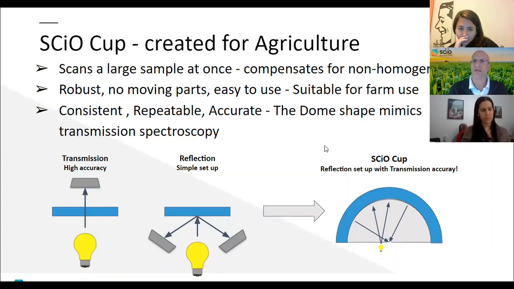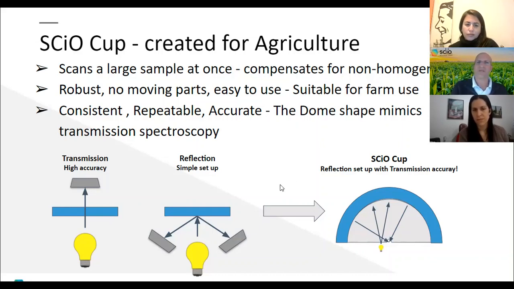So what are these basic needs that are being answered by the SCiO Cup? First of all, usually in agriculture, we're talking about large samples that are quite non-homogeneous and are difficult to sample. When we have the smaller SCiO Mini device, we had to take many scans to take into account that variability within the sample. SCiO Cup allows the user to put a relatively large sample into the cup and scan all of the sample at once. It helps the user experience significantly, makes it much easier, and it also obviously improves the accuracy and performance overall.